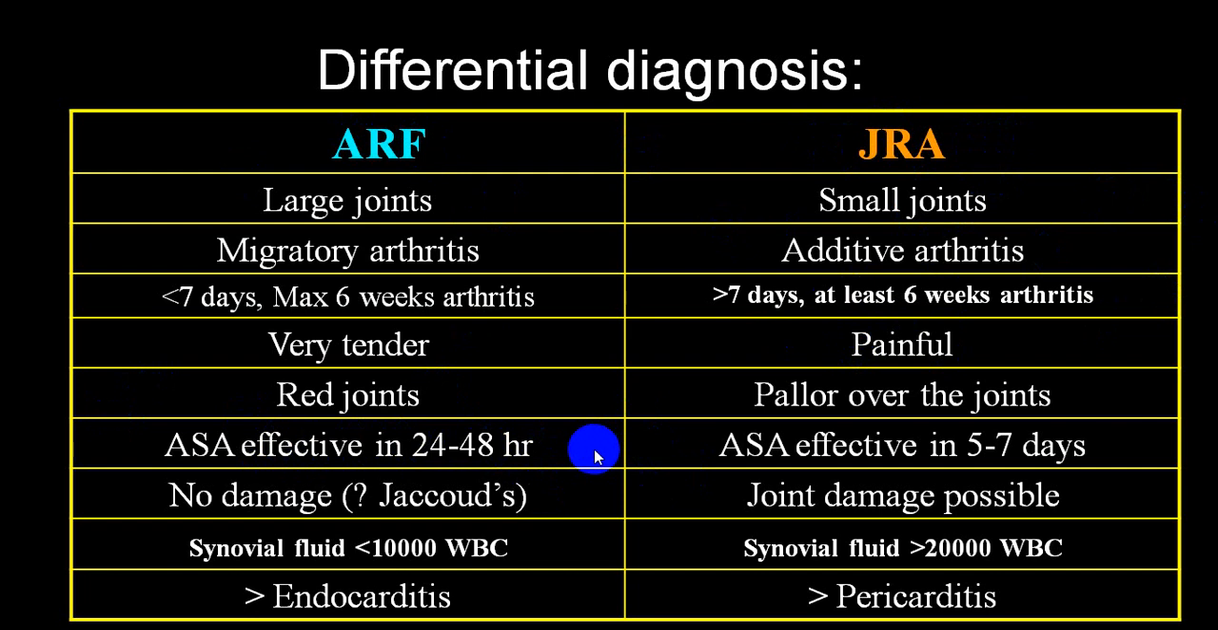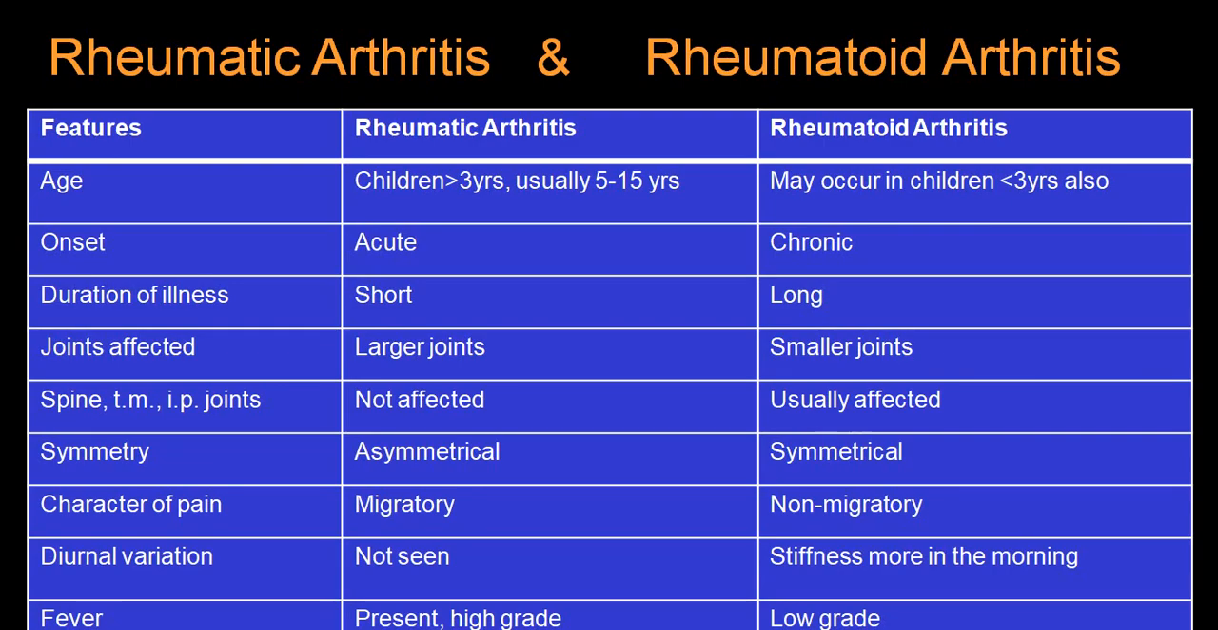Iridocyclitis is more common in juvenile rheumatoid rather than in case of rheumatic fever. Synovial fluid will show you less WBC, while in juvenile you will have a greater number of WBC. You will have carditis more common here, while in juvenile you will have pericardial involvement more common than endocardial involvement. This is the difference between rheumatic fever and rheumatoid arthritis.